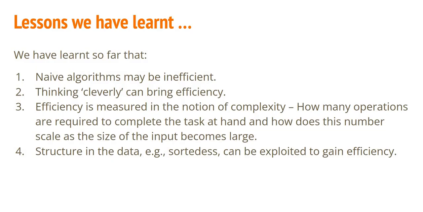We know that structure in the data, for example sortedness, can be exploited to gain efficiency. We have already seen this in binary search. When the list is sorted, then we can search using binary search, whose complexity is given by log of n, which is much lesser than, let's say, a linear search.